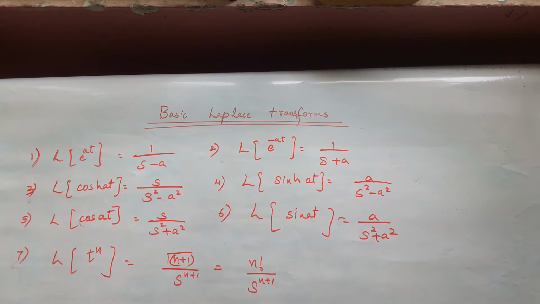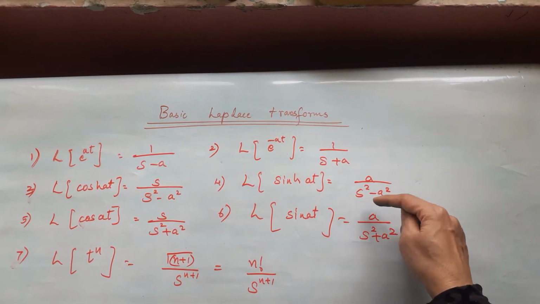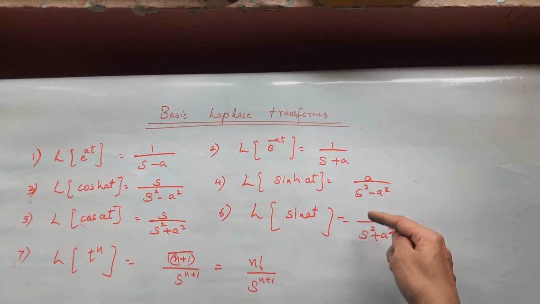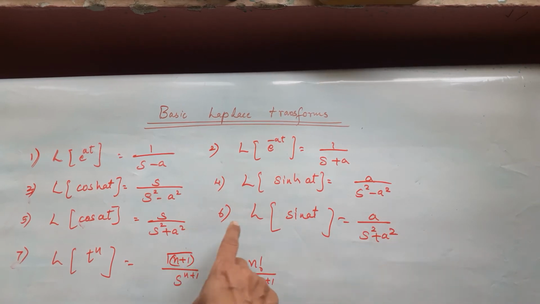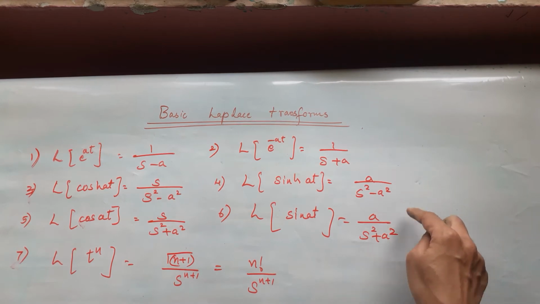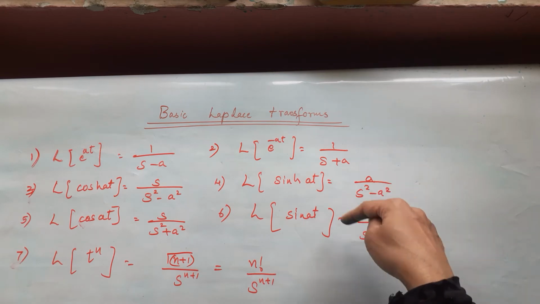Similarly, the Laplace transform of cos hyperbolic at is s divided by s square minus a square. Sin hyperbolic at is a divided by s square minus a square. Cos at is s divided by s square plus a square. Sin at is a divided by s square plus a square. These two I had asked you to work out for homework as an assignment. I don't know how many of you have worked on that. Better you work on it, you will get these two.